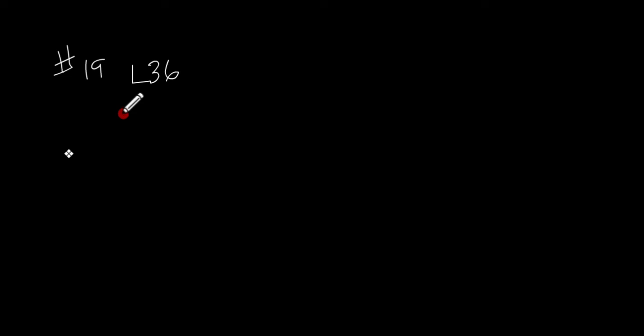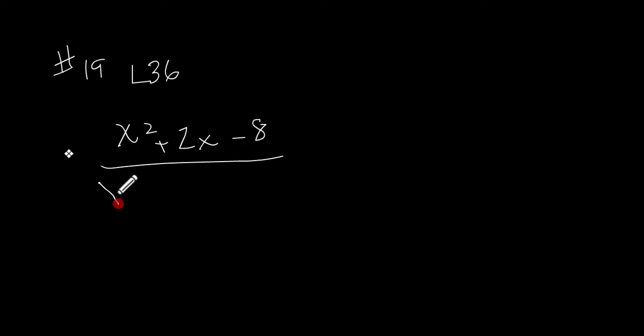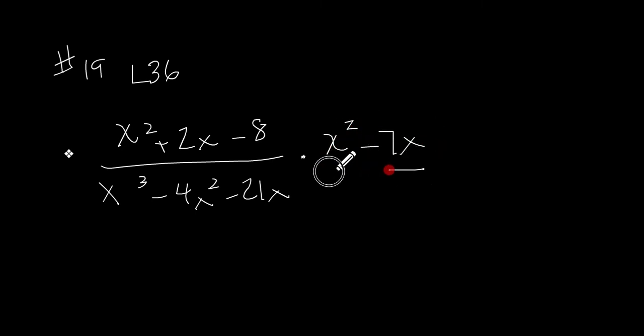36. Wait, make sure I got the right one. 36, practice B. All right, so the one on the test is one where you will have to factor out a common monomial. So I'm going to write the whole thing down here. x squared plus 2x minus 8 over x cubed minus 4x squared minus 21x. I'm going to flip it though. It's a dividing, so you're going to flip it over, put this on the top and this on the bottom. When you copy it, just flip it.